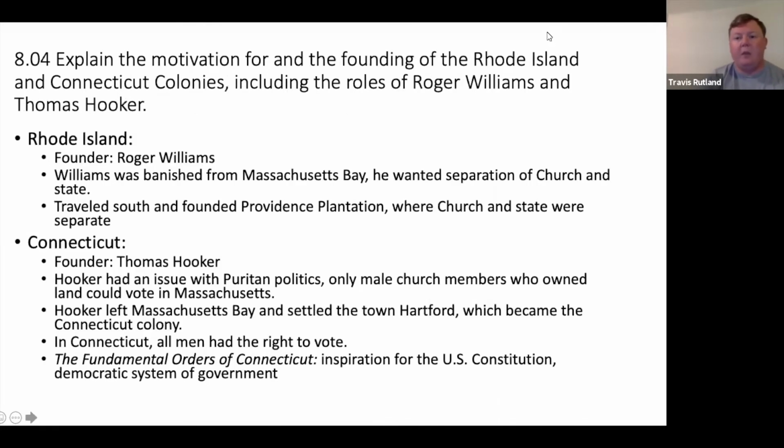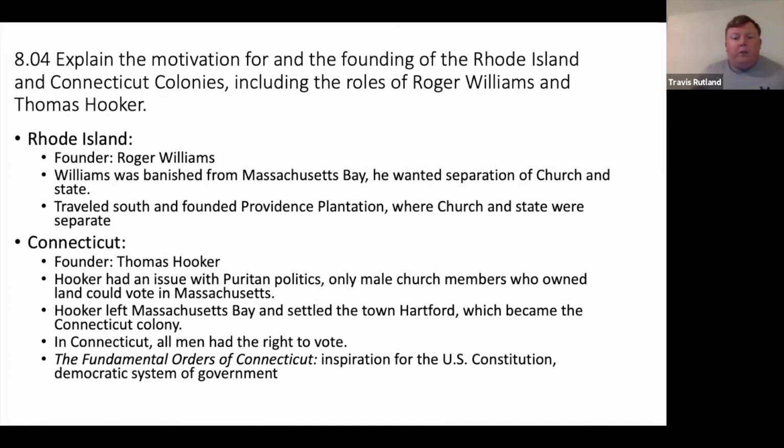Okay. So, speaking of Rhode Island, we're going to explain the motivation for and the founding of Rhode Island and the Connecticut colonies, including the roles of Roger Williams and Thomas Hooker. So, let's start with Rhode Island. Roger Williams was the founder of Rhode Island. Remember the R's, Rhode Island, Roger Williams.